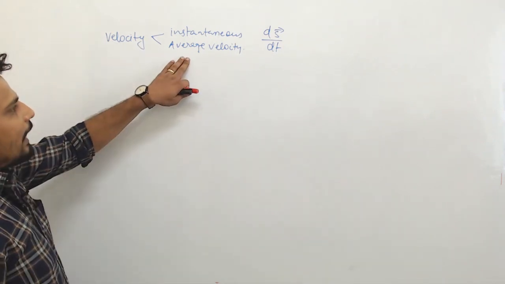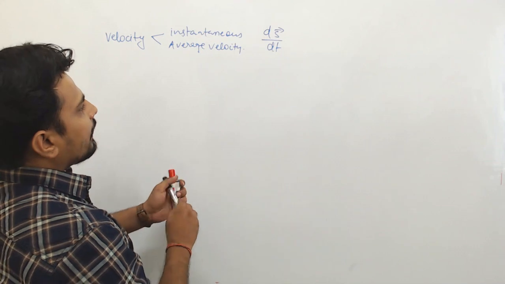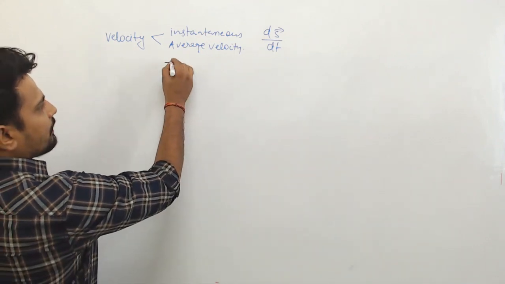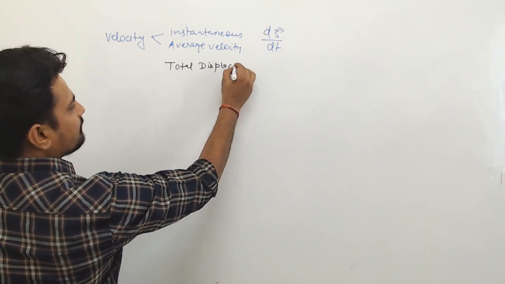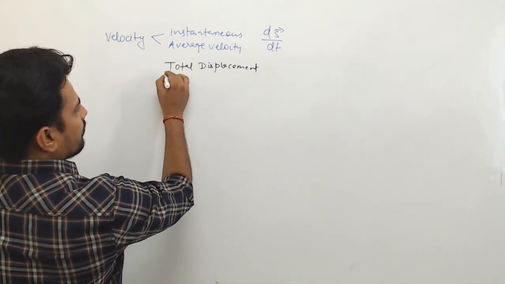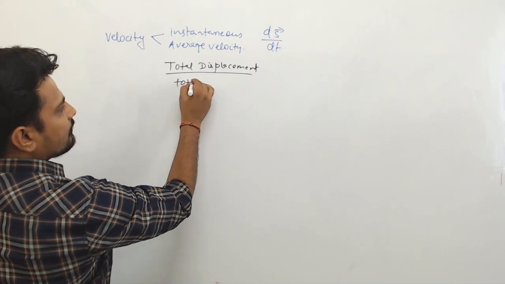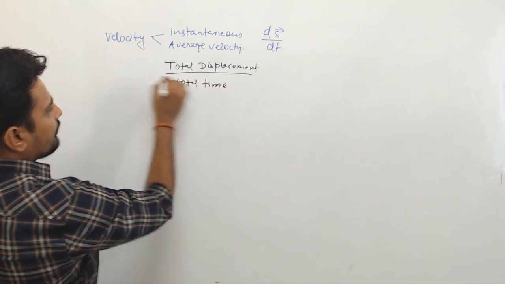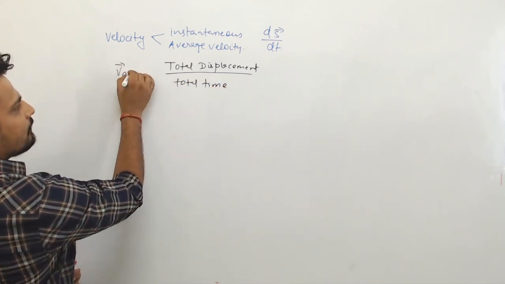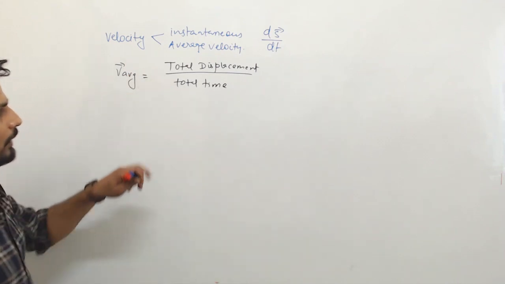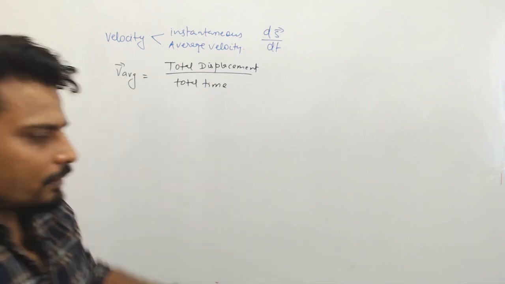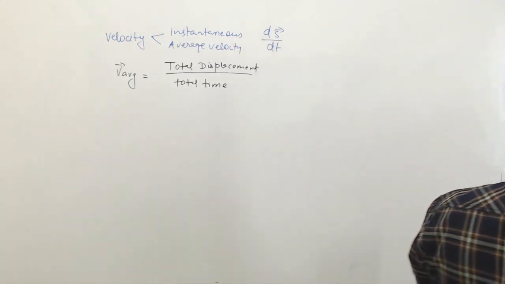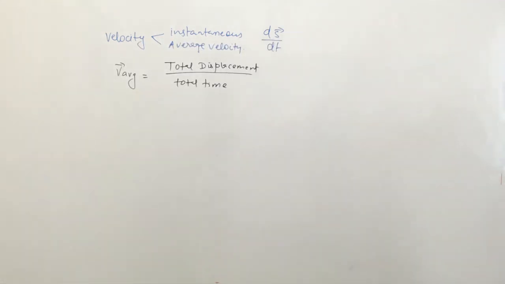Now, when we talk about the average, that should be given as the total displacement, or you can say the net displacement, upon the total time. That would be your V average. This formula only suggests that there is going to be some time period elapsed in between, some time period over which we have to find the velocity. So that is the reason why it is called the average velocity.